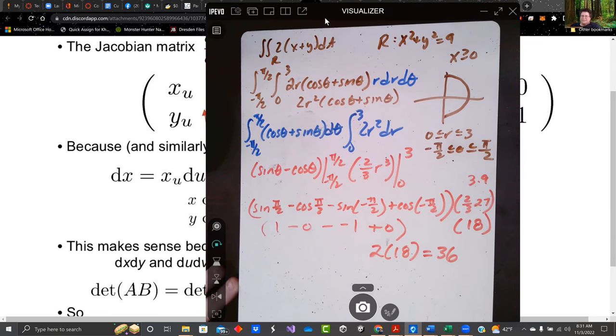I'm about to move this unless someone says something verbally now. So how did you jump to the negative pi over 2 to pi over 2 again?